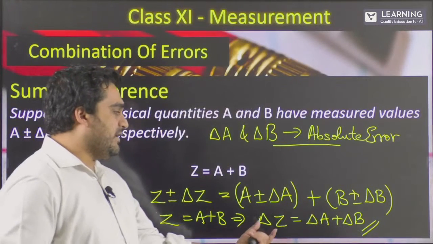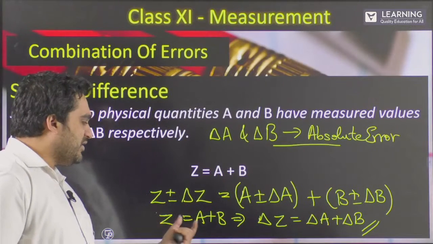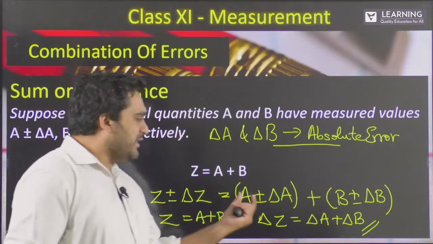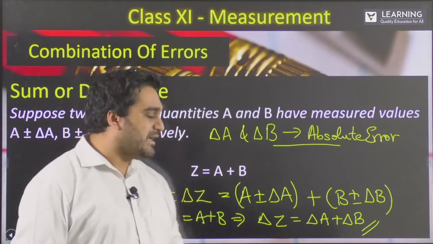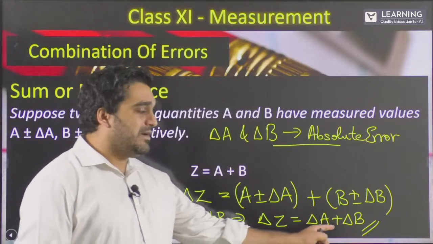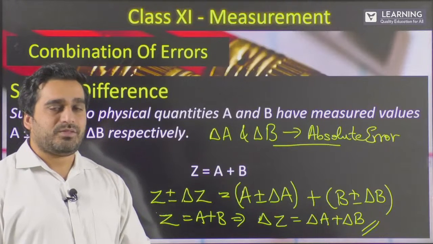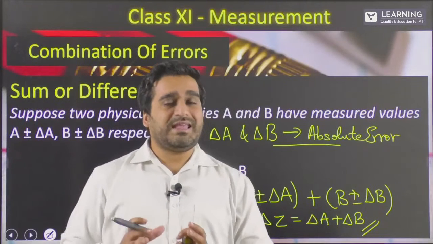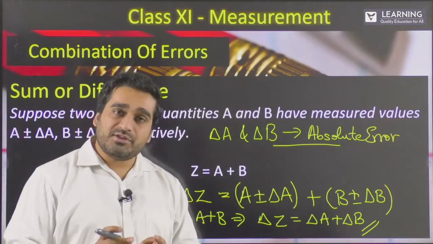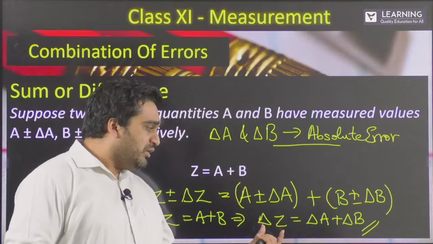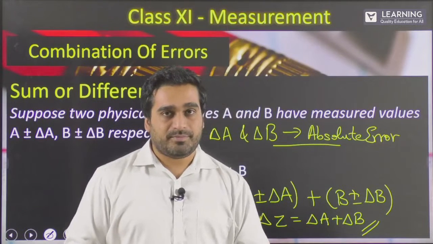This is the final result you get after you substitute Z equals A plus B. Taking the two factors out, A plus B, they get cancelled on both sides, giving you delta Z equals delta A plus delta B. So this is what you observe in the case of a sum of errors. So what happens to the total error? The total error is the sum of the individual errors.